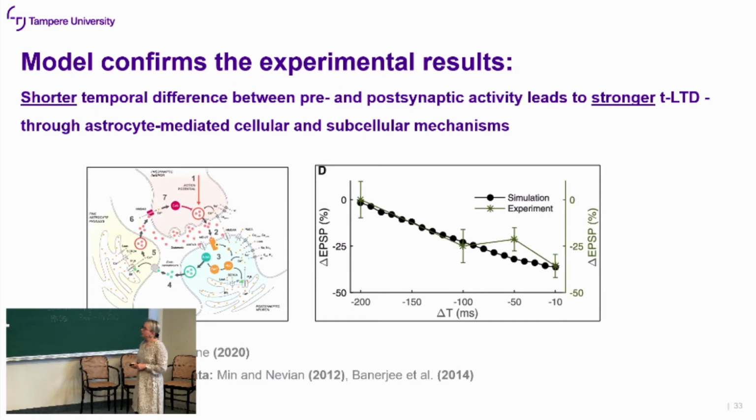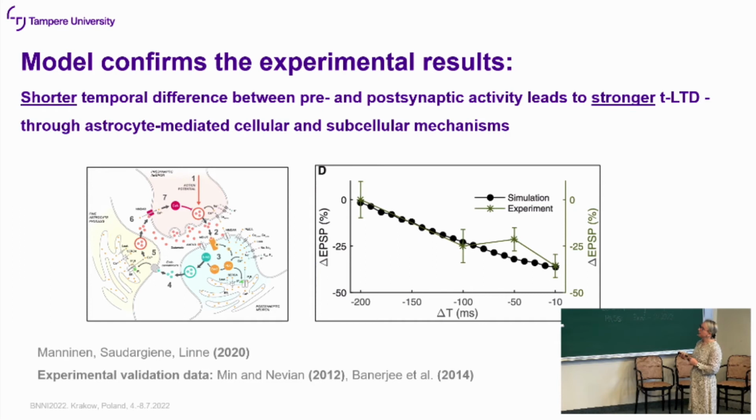And what we are able to show with this model is that we confirm the experimental result of Min and Nevian, and also Banerjee et al. from Paulsen lab. So we saw that the shorter the temporal difference, yesterday you learned that you have this difference between pre- and postsynaptic activity to induce STDP. So the shorter this temporal difference, here delta t is 10, the stronger the TLTD. And this is through astrocyte-mediated cellular and subcellular mechanisms, as was kind of indirectly indicated by Min and Nevian.